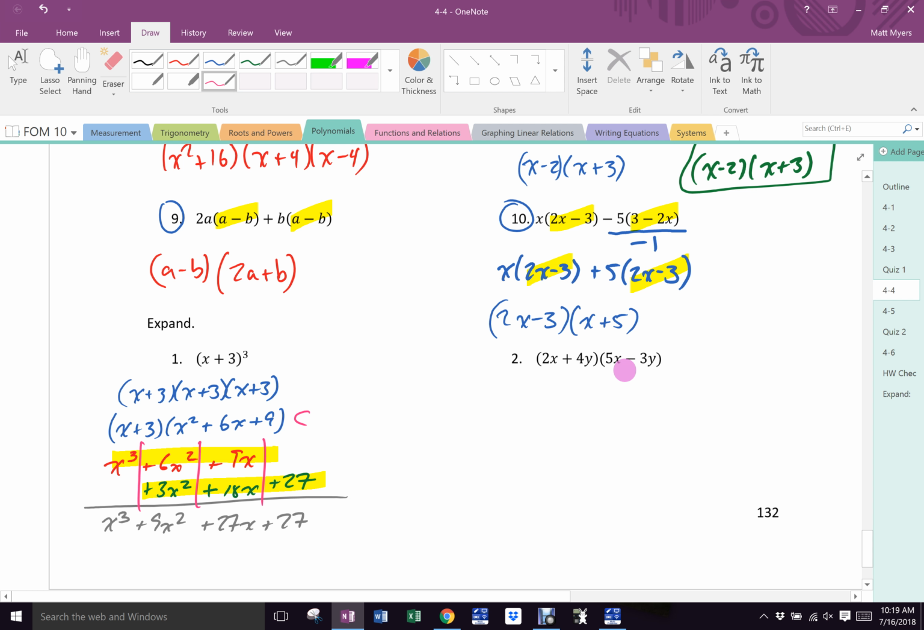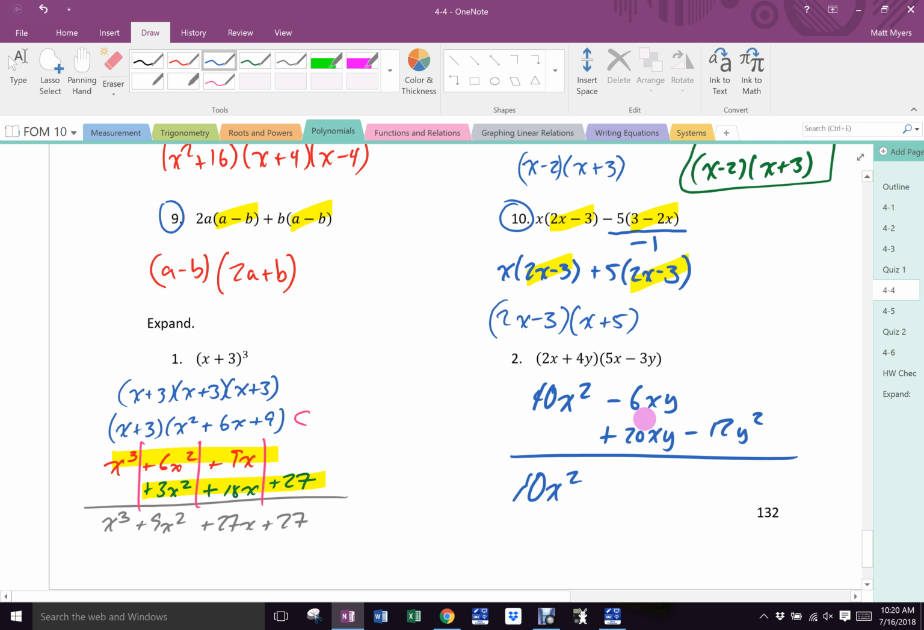And the last one is, of course, 10x squared minus 6xy plus 20xy minus 12y squared. 10x squared plus 14xy minus 12y squared. And that's done.